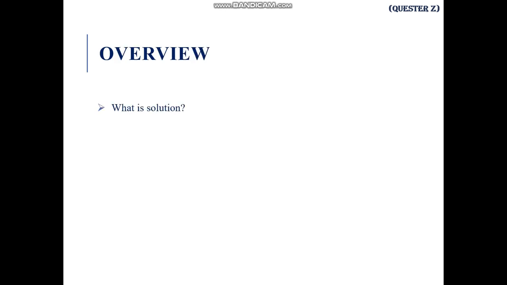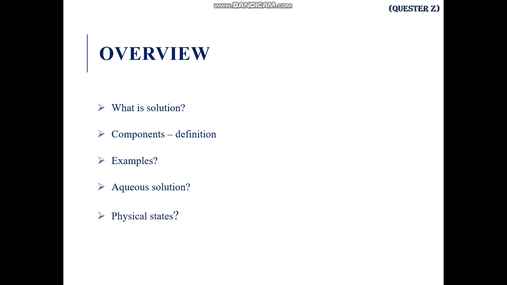So let's have an overview. We have discussed the definition of solution, that it is a homogeneous mixture of two or more substances. The components of solution, the solute and solvent. The smaller quantity is the solute, while the larger quantity is the solvent. We have discussed multiple examples: salt solution, sugar solution, soft drinks. Aqueous solution is the solution that is made by dissolving any substance or a solute in water. Water is compulsory to make an aqueous solution. And we have discussed the physical states. Three states exist: solid solution, liquid solution, and gas solution.